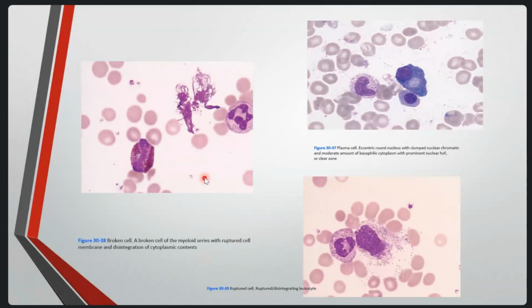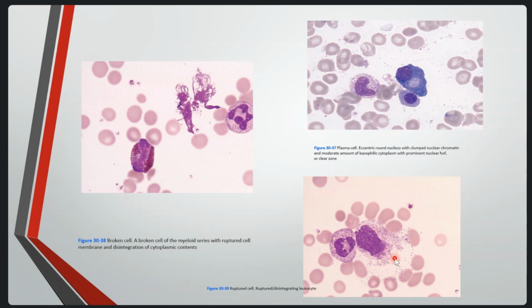Another one is the broken cell. This is a broken cell of the myeloid series with a ruptured cell membrane and disintegration of the cytoplasmic contents. Okay. We can also see a plasma cell in our peripheral blood. They have an eccentric round nucleus, so the nucleus is at the end, with a clumped nuclear chromatin and a moderate amount of basophilic cytoplasm with a prominent nuclear hof or clear zone. This is a nucleated RBC, and this can be a metamyelocyte.